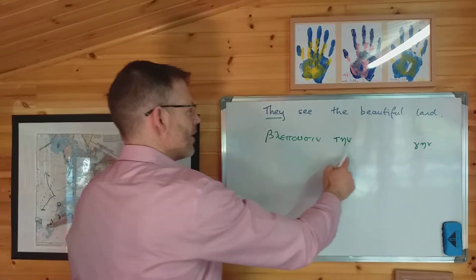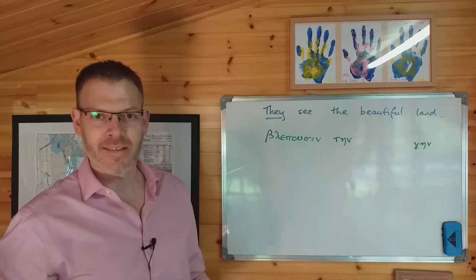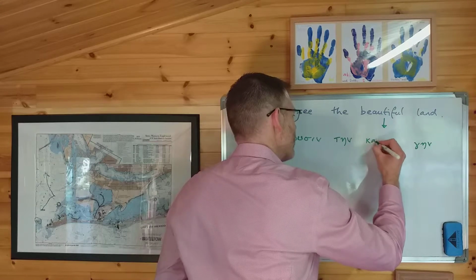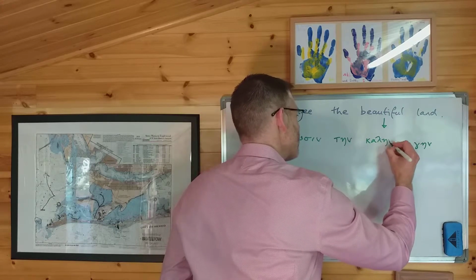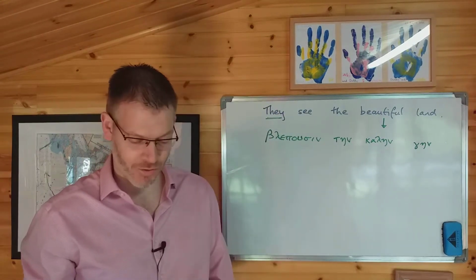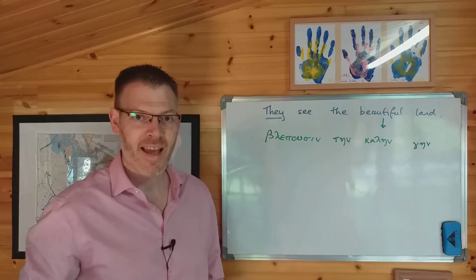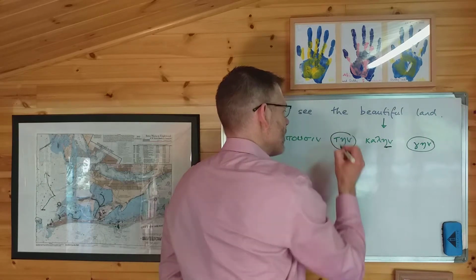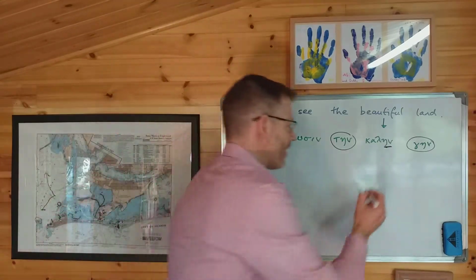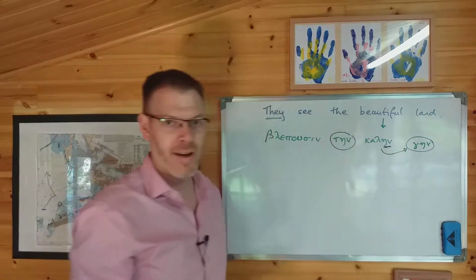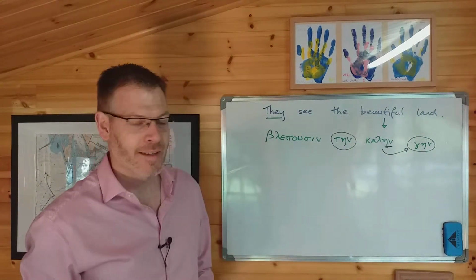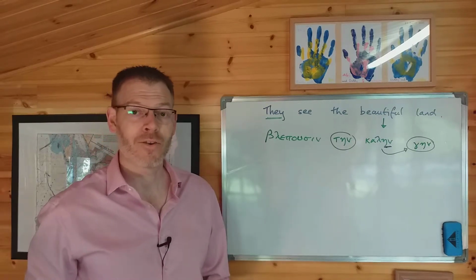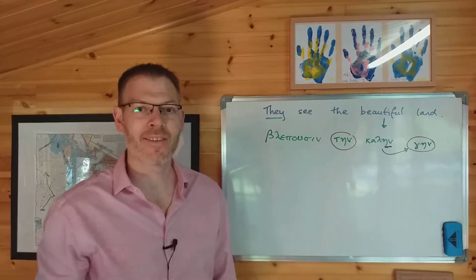So do the verb, then the noun, and then add other things. Add things like adjectives, and of course this adjective just drops straight down here. And by the principle of agreement, it must agree in number, case, and gender with the article and the noun that it modifies. So they see the beautiful land. Blepusin, ten, kalen, gen.